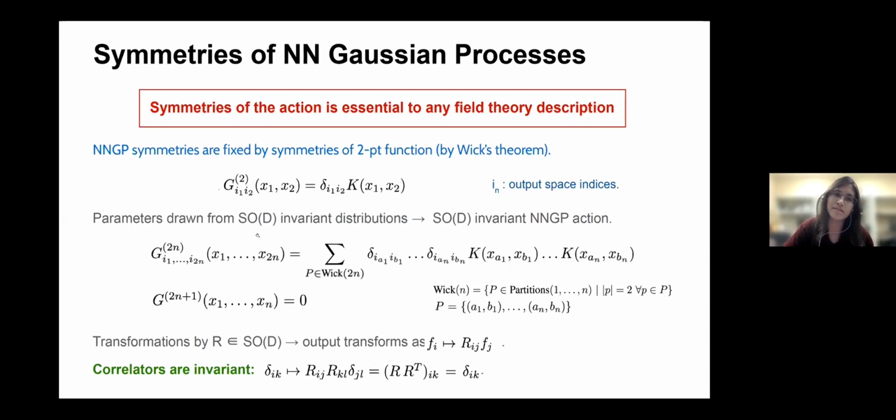If you have parameters drawn from SO(d) invariant distributions, the kernel would be SO(d) invariant. You can notice that for a mean-free Gaussian process, which would be for this parameter choice, you will have a set of vanishing odd-point functions, and you will have the higher order even-point functions defined by the structure of Kronecker deltas and kernels. And if you act on the output by elements of the SO(d) group, then the transformed correlation function of the transformed outputs will still be invariant under SO(d), because the Kronecker deltas are invariant under SO(d) and so are the kernels. So this tells us that there is not a problem here. Then where is the problem?